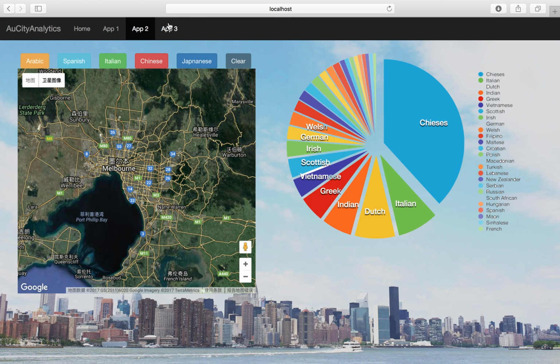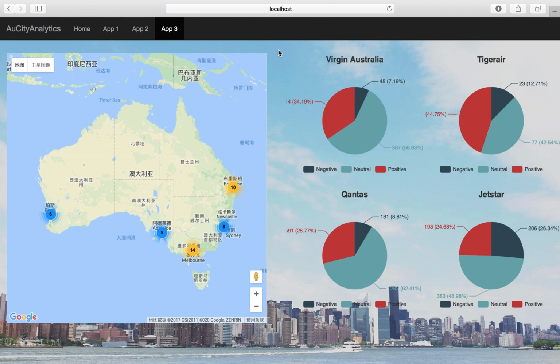So this is our second application. Our third application is very interesting because we want to evaluate the customer satisfaction for airlines in Australia: Virgin Australia, Tigerair, Qantas, and Jetstar. We're using the negative, neutral, and positive emotion labels and showing their percentages. As we can see, Virgin Australia has the best customer satisfaction, and meanwhile, Jetstar has the worst feedback.